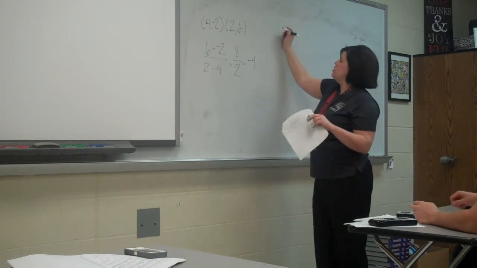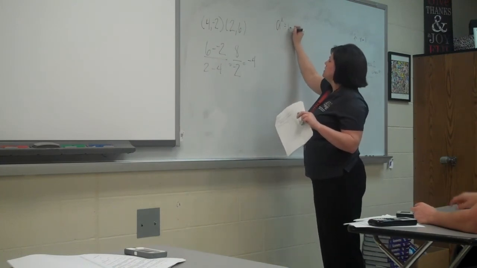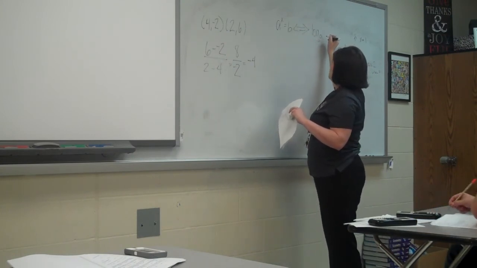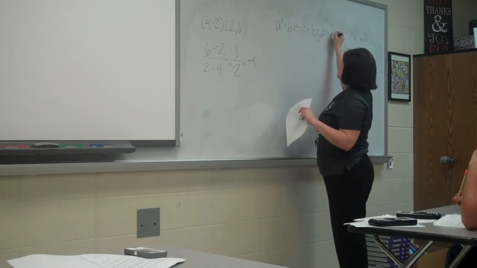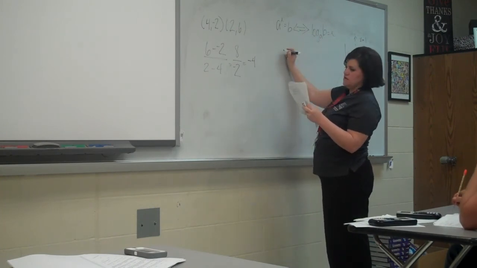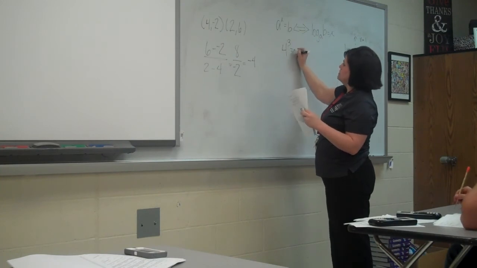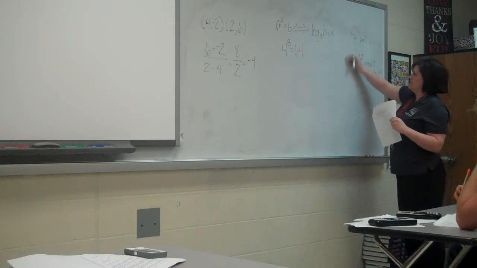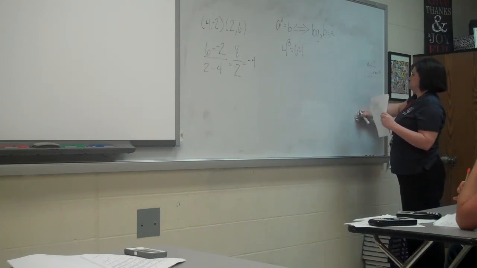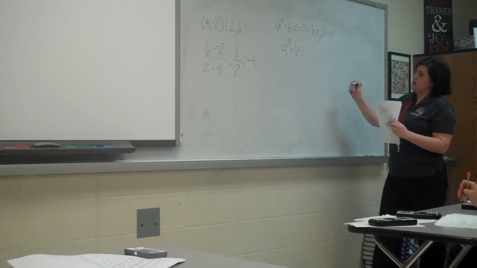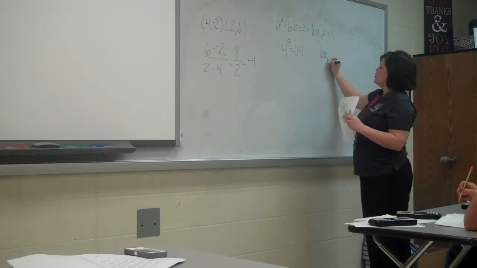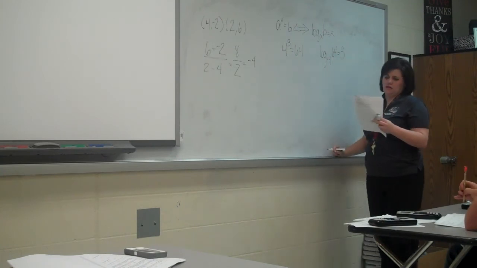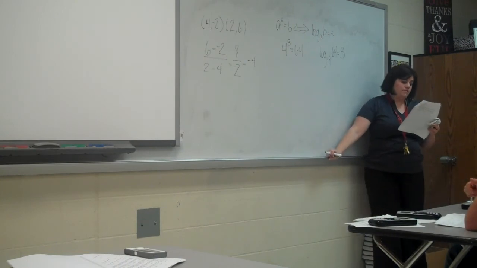Alright, 41, they just want you to go, if it's a to the x equals b, that would be log base a of b is equal to x, right? So they give you 4 to the third equals 64, and they want you to write it in logarithmic form. So that'd be log base 4 of 64 is equal to 3, which is A.